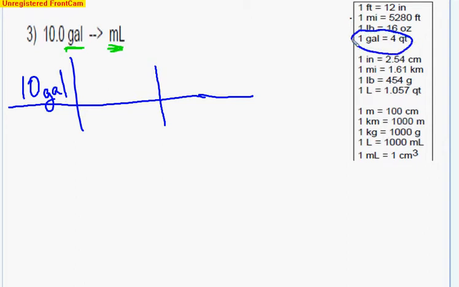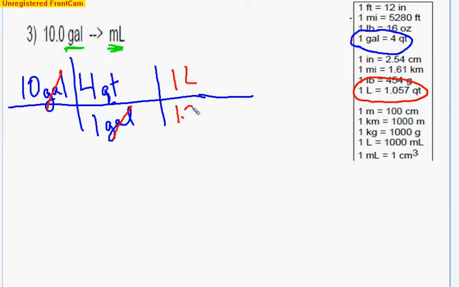So I know that 4 quarts is equal to 1 gallon. And I want to put the gallon on the bottom so that when I do this math, these gallons end up canceling each other out. Now I'm in quarts, and if I see here, 1 liter is equal to 1.057 quarts. And once again, now my quarts will cancel, and I'm in liters.